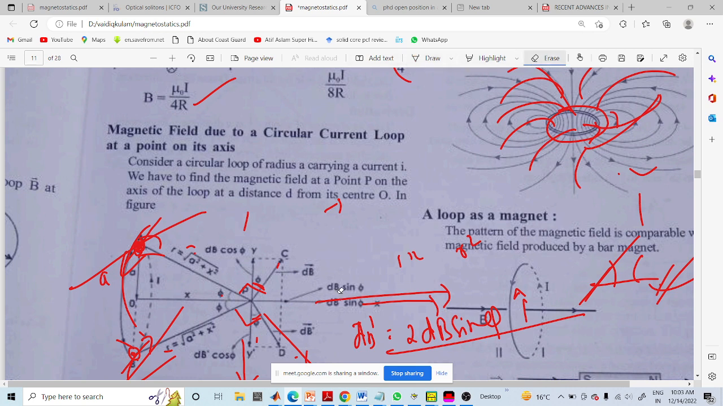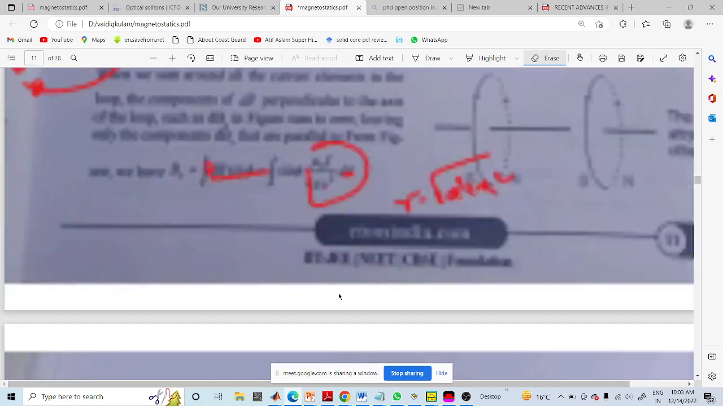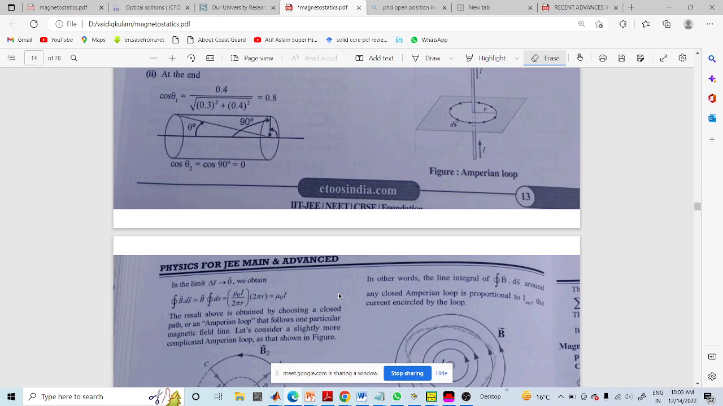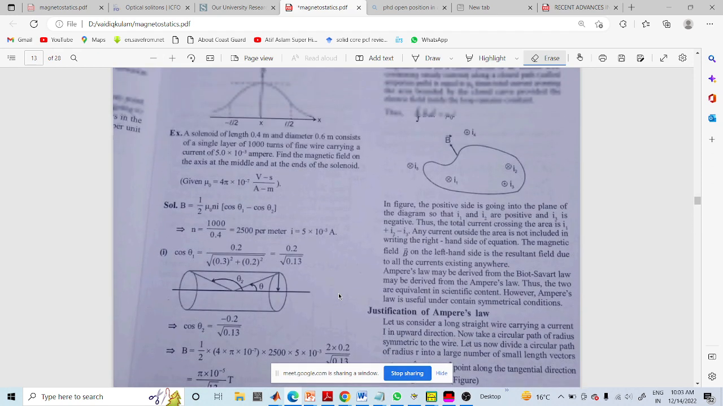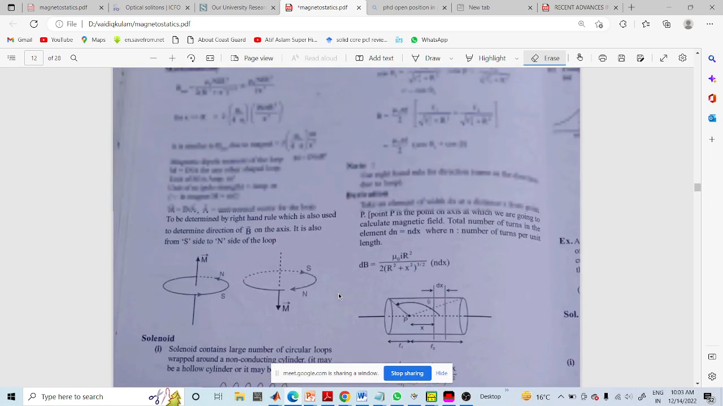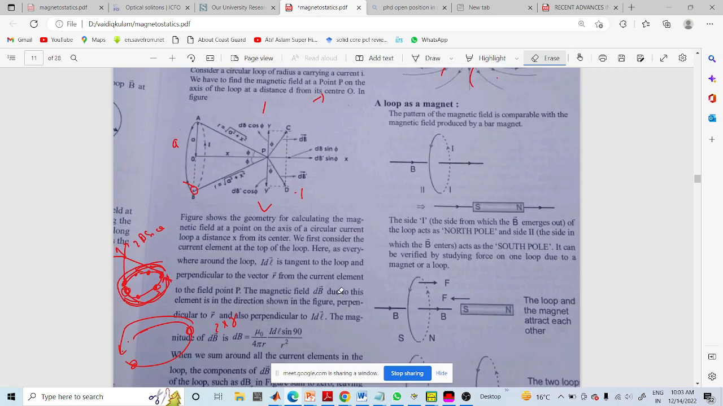Just a minute. Loop as a magnet. Have you derived this equation and this result with the help of the magnetic field due to a circular current loop at a point on its axis, right? Yesterday we covered this. And we will also go for Ampere's law today, right? So now let's start.